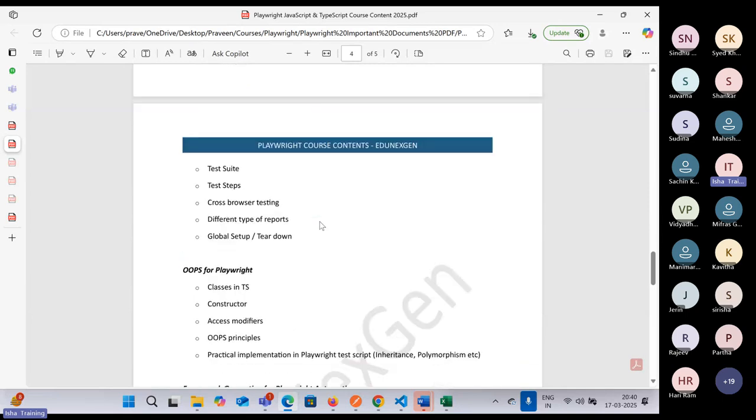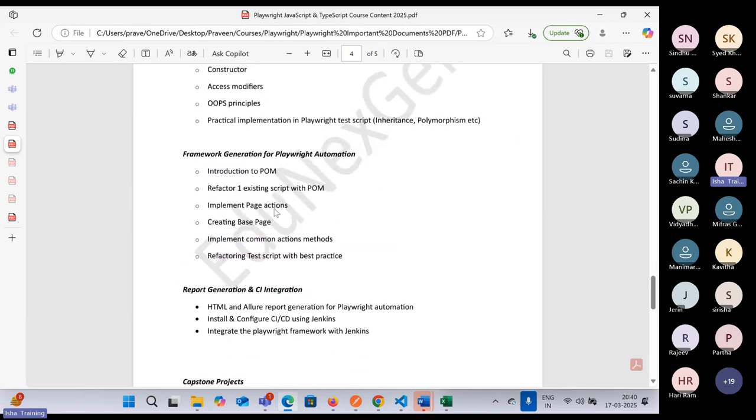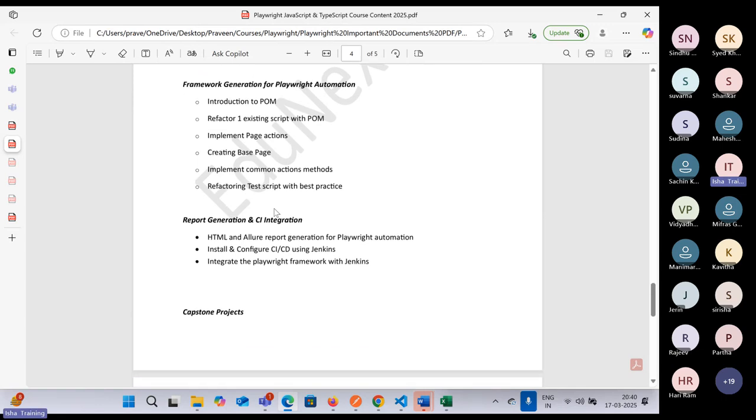And after that, as OOPS concepts will anyways be covered in our TypeScript sessions, after that we'll go for framework generation. As I said earlier, we'll be developing a page object model framework completely from scratch.